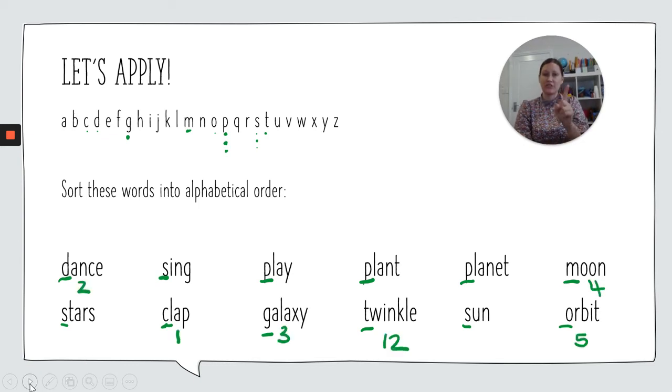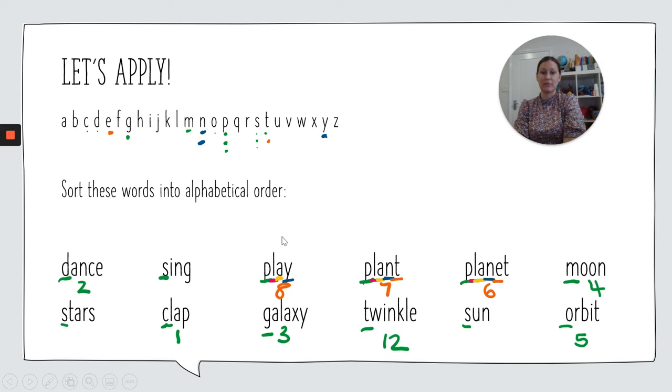So using the ones that just have 1 dot, I can put some of my order in already. Clap will be number 1 because C comes first. Then my D word, dance, second. My G, galaxy, third. M, moon, fourth. O, orbit, fifth. I'm going to leave 6, 7, 8, 9, 10, and 11 until we can look at them more closely. But then number 12 will be twinkle.